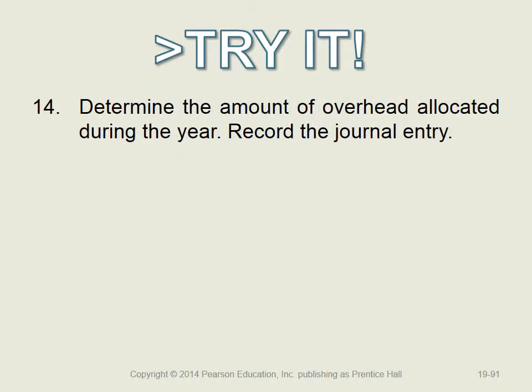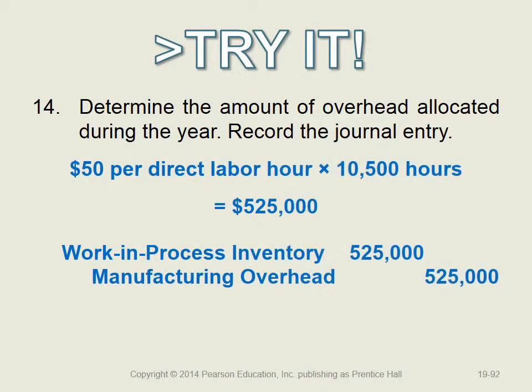Determine the amount of overhead allocated during the year. Record the journal entry. So we take that $50 per direct labor hour rate, multiply it by actual hours of 10,500, and get $525,000. So we will debit that amount to work in process inventory and credit the same amount to manufacturing overhead.